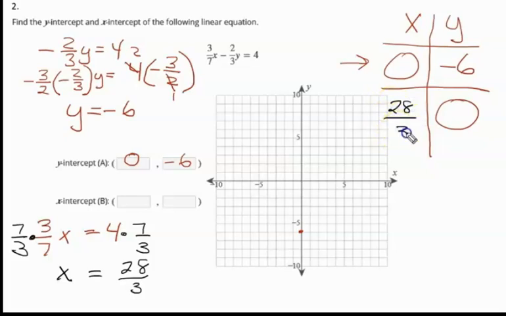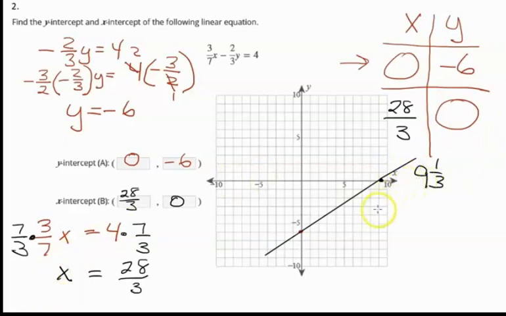But we're just using skills, hopefully, we bring in from Chapter 2. And you might think, well, that's wrong. No, that's correct. Put that in here, 28/3 and 0. Now, 28/3 is like 9 1/3. And that would be hard to graph. So 9 1/3 is about right there. And then you're going to have the line form here. And it looks like so, approximately. Okay.